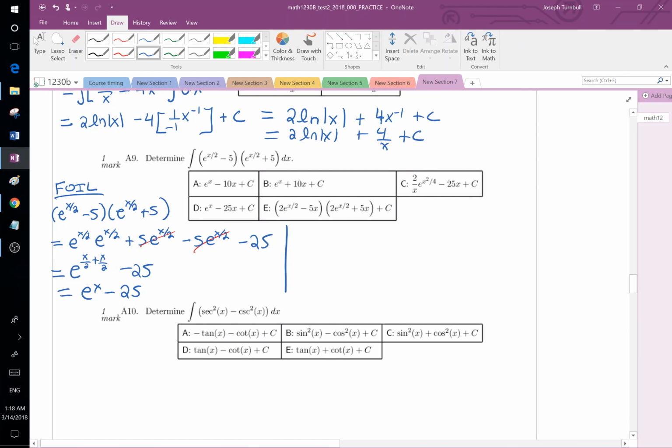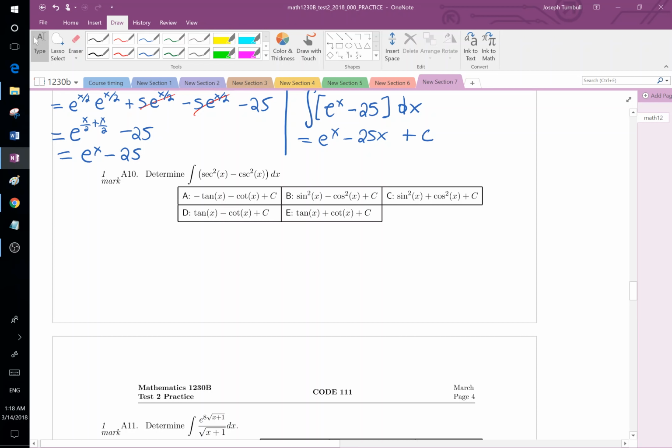Now we can rewrite our integral as integral of e to the x minus 25 dx, which is e to the x minus 25x plus c. Antiderivative of 25 is 25x, antiderivative of e to the x is e to the x. So choice D.